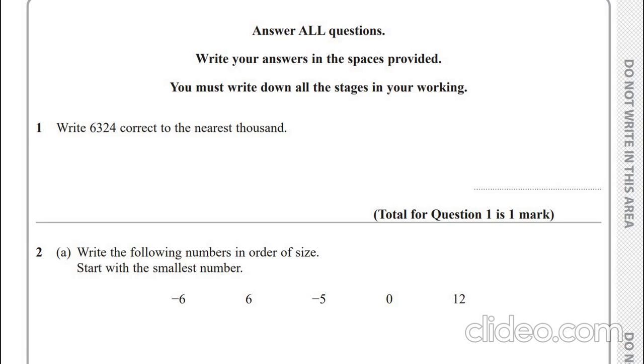6,324. So we need to write this number to the nearest thousand. So you need to think about the number that is closest to this number, and which is 1,000. So it could either be 6,000 or 7,000. Well, the closest is 6,000.